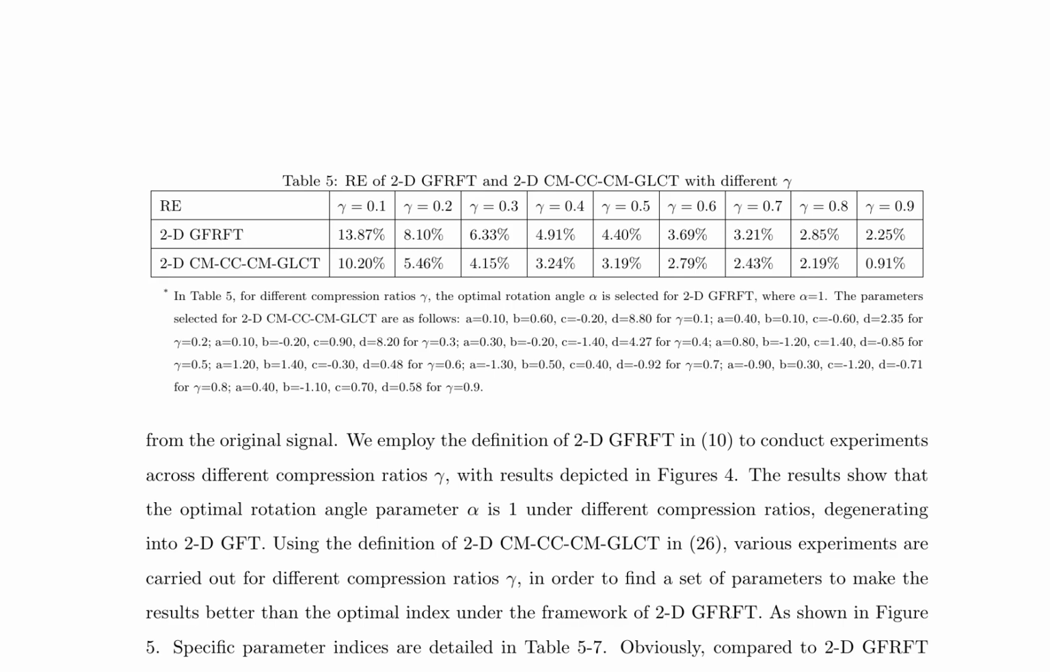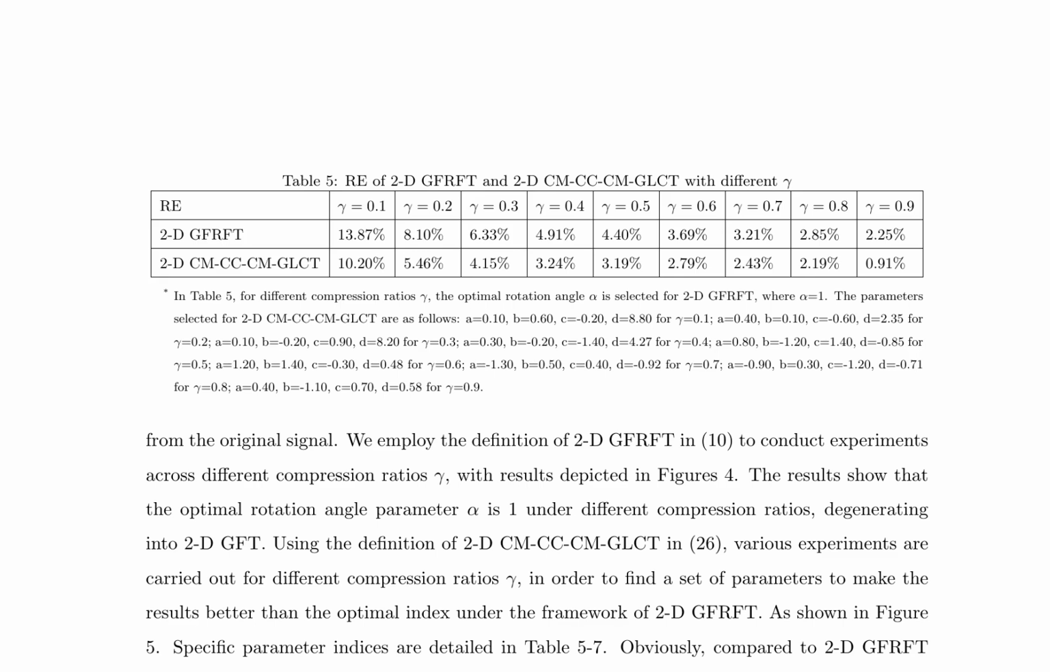The table on page 21 of the research paper presents the reconstruction error, RE, of 2D GFRFT and 2D CM-CC-CM-GLCT under different compression ratios, gamma. The results indicate that the optimal rotation angle parameter for 2D GFRFT is 1, reducing it to 2D GFT. In contrast, 2D CM-CC-CM-GLCT offers a better transformation basis and produces smaller errors.